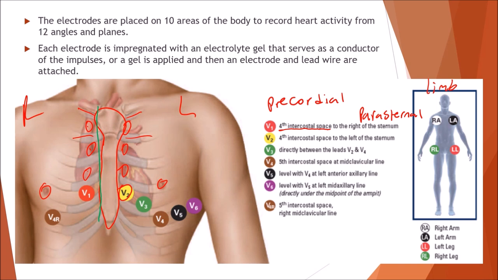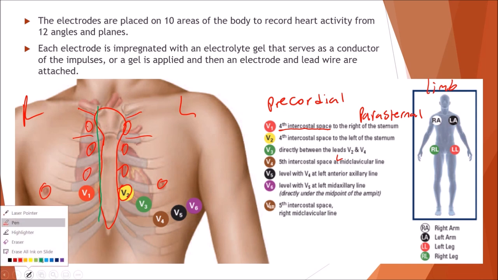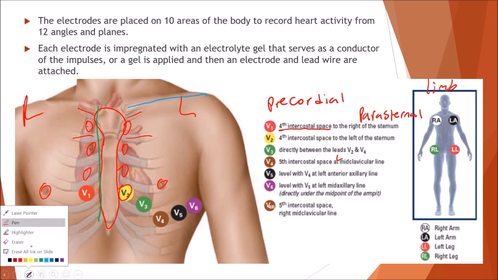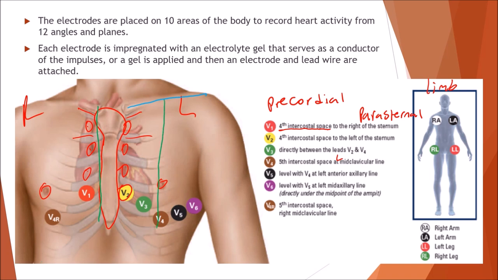Now, we usually skip V3 and we go to V4. V4 is going to go on the fifth intercostal space, left midclavicular line. So obviously, this is the clavicle, right? And the midclavicular line would be an imaginary line that you make in the middle of the clavicle. You go all the way down into that fifth intercostal space. If you're using a landmark, it's about more or less right beneath the nipple. Not the best thing to use, but you know, it helps.